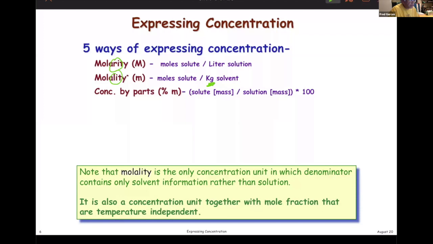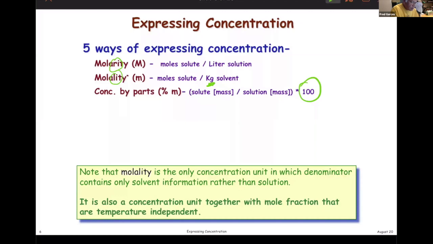Concentration by parts. I like to call it concentration by parts because it's really the solute and the solution: the mass of the solute over the mass of the solution, or the mass of the solute over the volume of the solution, or the volume of the solute over the volume of solution. So we're looking at the different parts. And if it's a percent, then you multiply that quantity by 100.